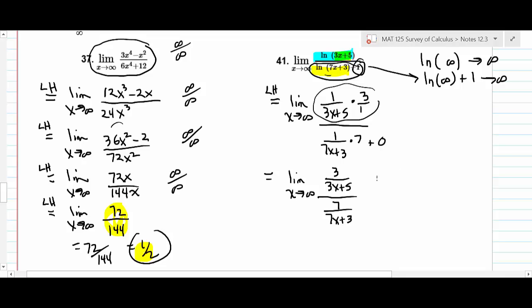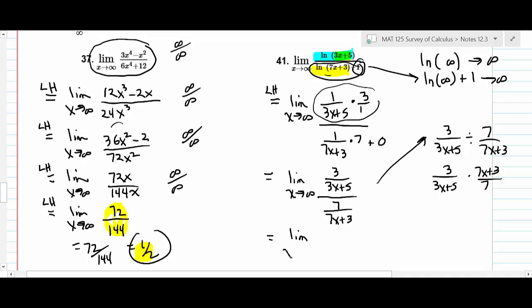So remember, what this is really saying is that you have a division problem. You're dividing two fractions. How do you divide fractions anyway? You flip the second one and you multiply straight across. So what you're doing is you have 3 over 3x plus 5 times 7x plus 3 over 7. Okay, so that's how you do that. Now let's multiply that out. Still got a limit as x goes to infinity.